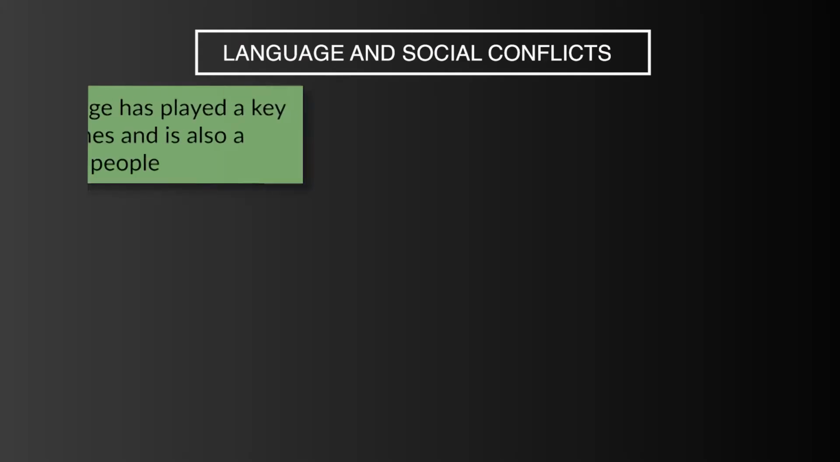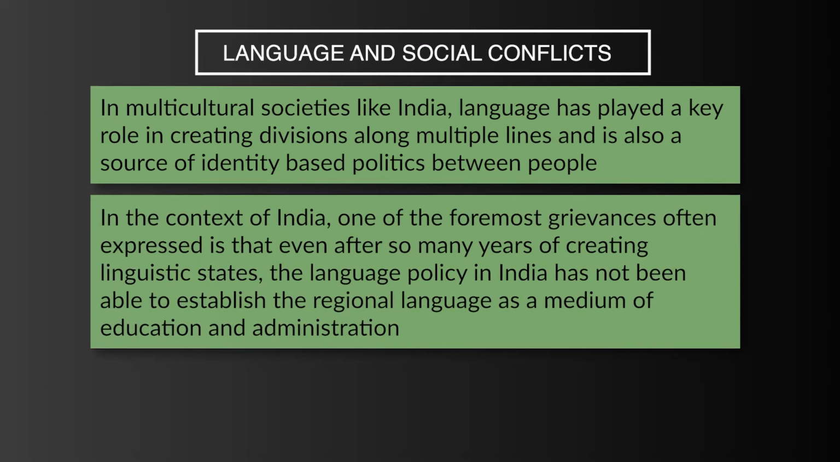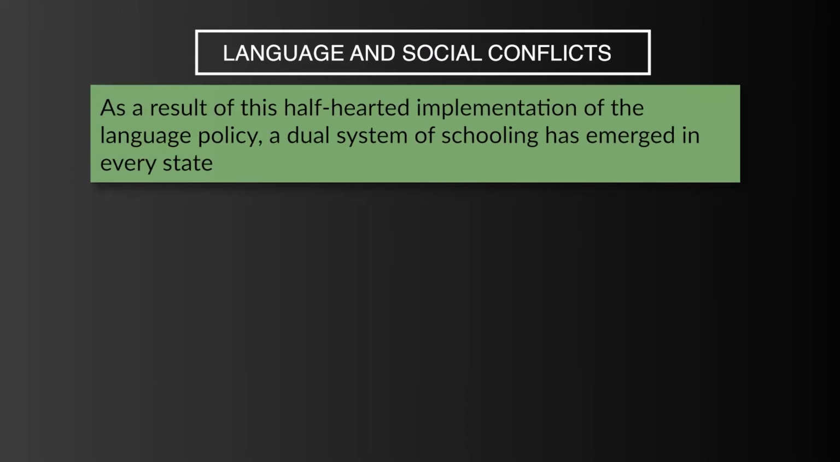Now, let me go on to talking about how language is linked to social conflicts. In multicultural societies like India, language has played a very important role in creating divisions along multiple lines, and it is a source of identity-based politics of people. One of the foremost grievances that is expressed in the context of India is that the language policy has been implemented in a half-hearted manner, and this has resulted in a dual system of schooling.